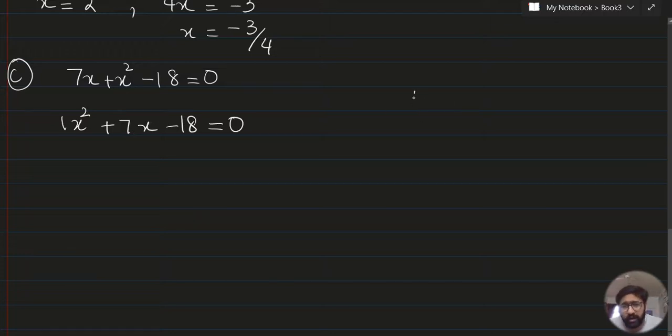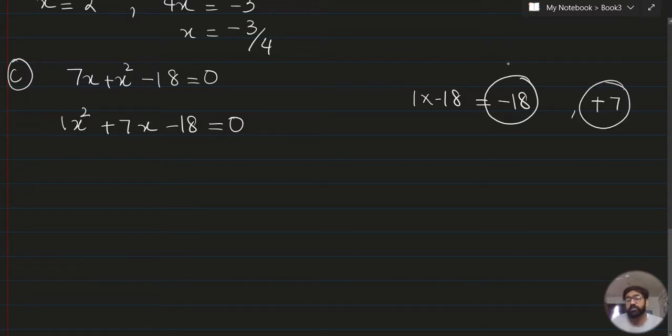Now the next step is to multiply the first and the last number. So if I multiply 1 with 18, it is minus 18, so it is going to give me minus 18, and the middle term is plus 7. So I need to find two numbers. If we multiply the two numbers, they are going to give me minus 18, and addition or subtraction of those two numbers are going to give me plus 7.